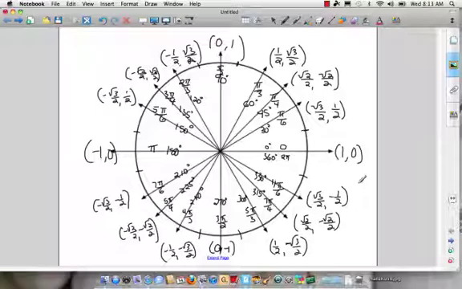So just quickly, just a reminder. If you want to know, say, the sine of 7 pi over 6, well, you find that on your unit circle, and the sine is the y-coordinate, so negative 1/2. If you wanted the cosine, say, of 5 pi over 3, well, you'd find 5 pi over 3, and the cosine is the x-coordinate, so positive 1/2. Okay, please be ready for that quiz next time.